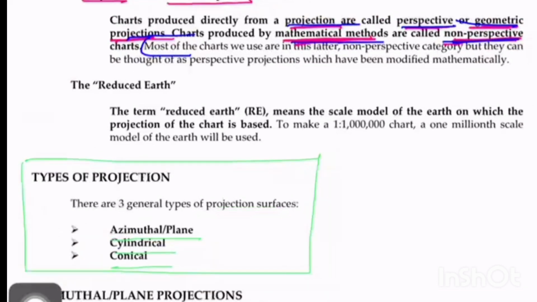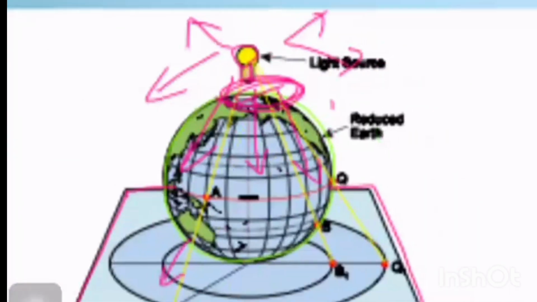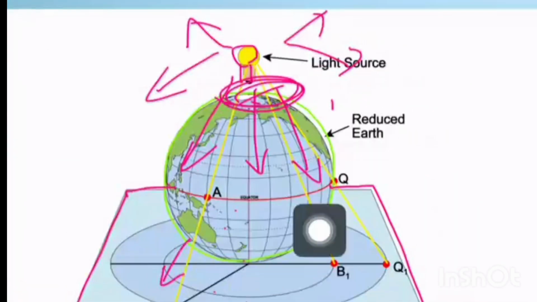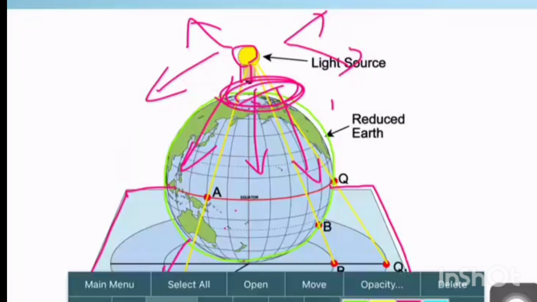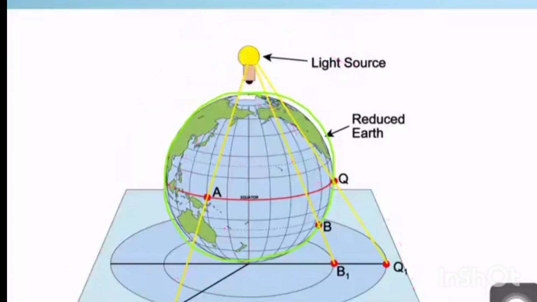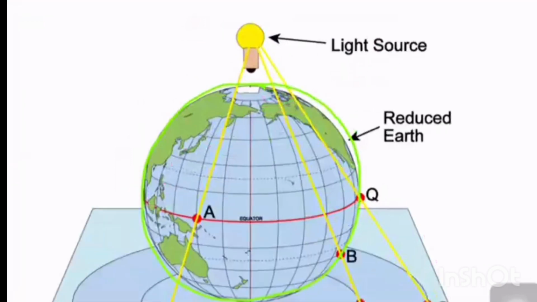Now below this, draw a rough diagram of this. Earth and a flat sheet of paper and the light bulb on top of it. Draw this diagram. Just a paper, earth, light source, reduced earth and flat paper, so that in future when you refer, it's easier for you to understand what is azimuthal projection.